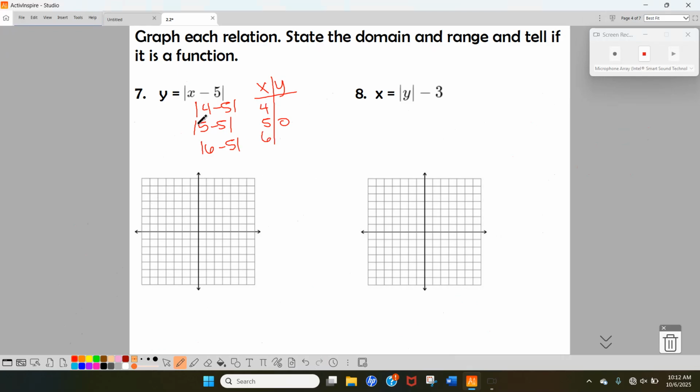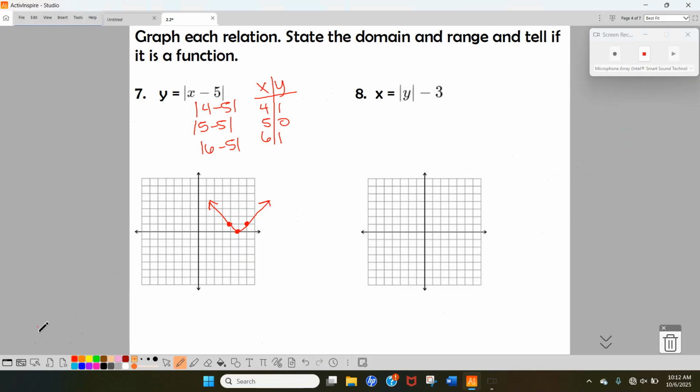Absolute value of 4 minus 5, absolute value of negative 1 is 1. Absolute value of 6 minus 5, so absolute value of positive 1 is 1. So then 4, 1, 5, 0, 6, 1. And then absolute value makes a V. If you'll just remember that, it makes your life easier. The next lesson is parent functions, so you'll get what each graph looks like. You need to make sure that you have an idea of what it should look like when you see different things. It'll make life easier.